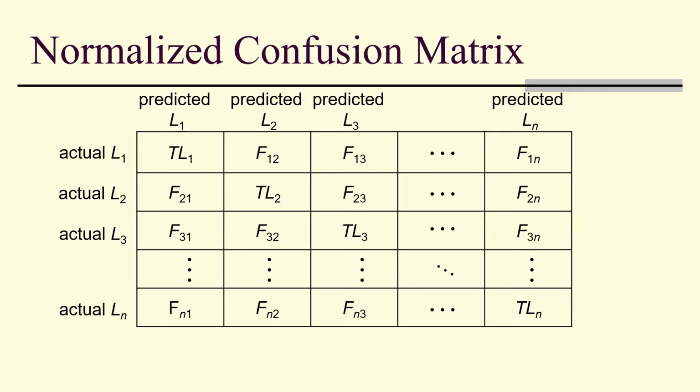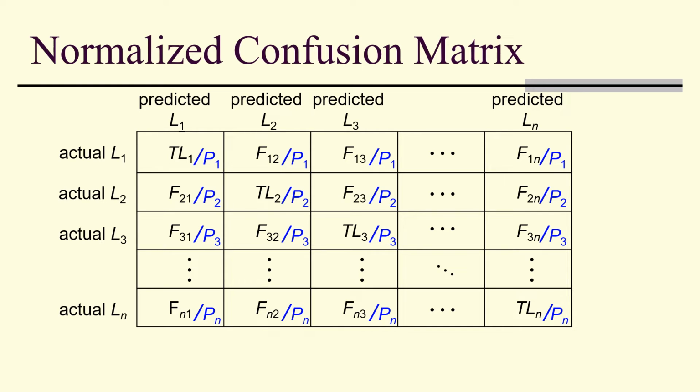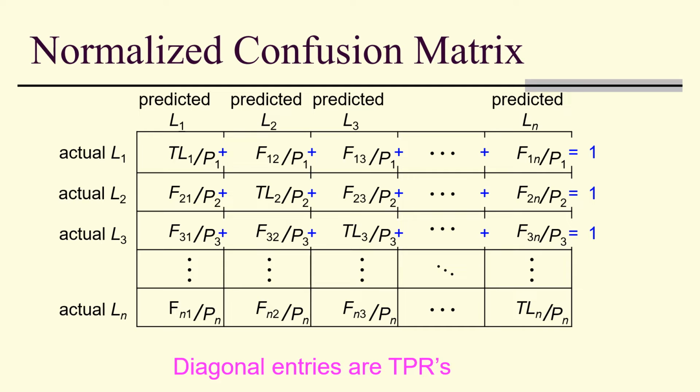So we'll be using normalized confusion matrices at times. That's where we divide the first row by the number of observations that are actually labeled L1. The second row, actually labeled L2, as the divisor. Third row, actually labeled L3, as the divisor, and so on. Notice that the diagonal entries, therefore, are true positive rates. Also notice that the sums of the rows are all now 1.